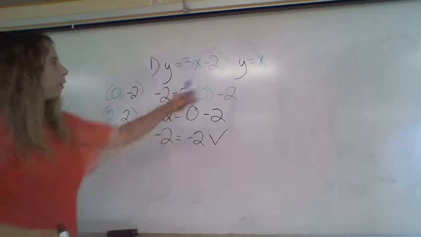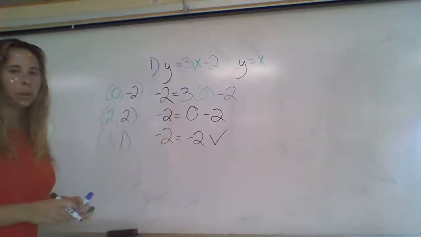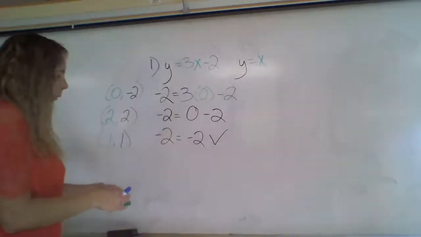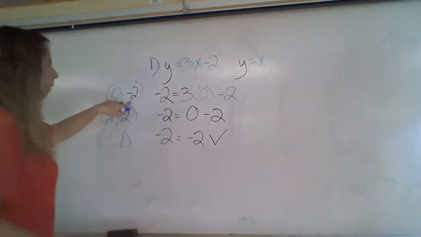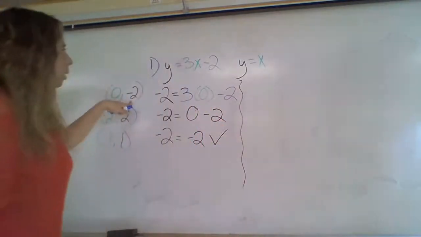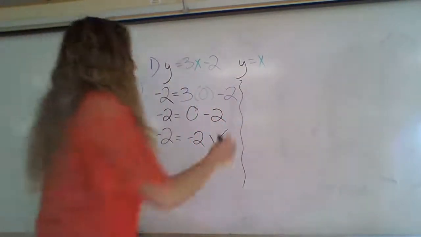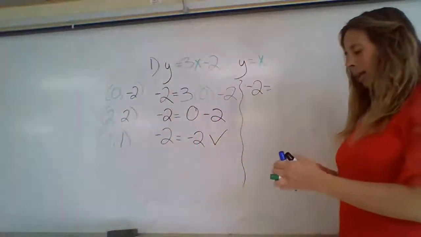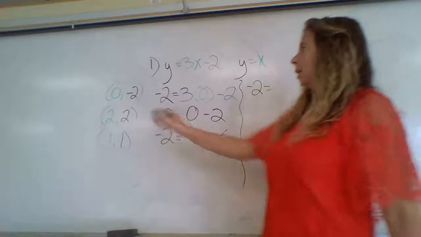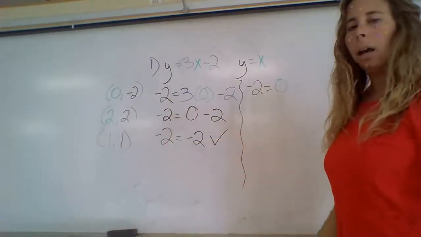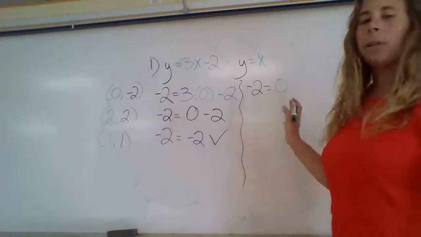Does it work for this one? It has to work for both. So once again, y is -2. So I'm going to substitute -2. Here, I'll draw a line. I'm going to substitute -2 in for y. And then x is 0. So I'm substituting 0 in for x. Ta-da! And that's all you have to do for this one.